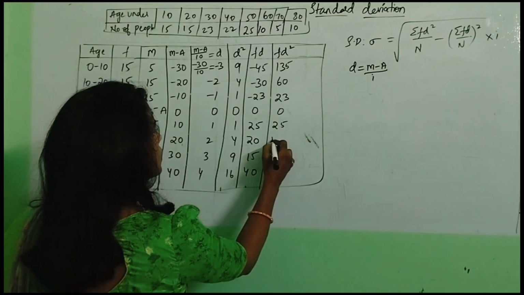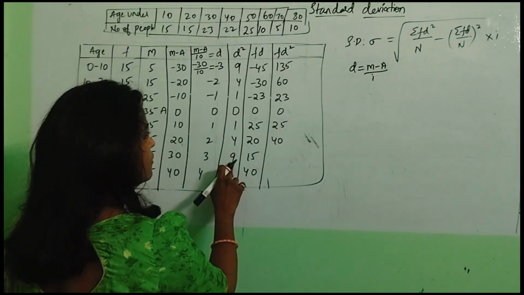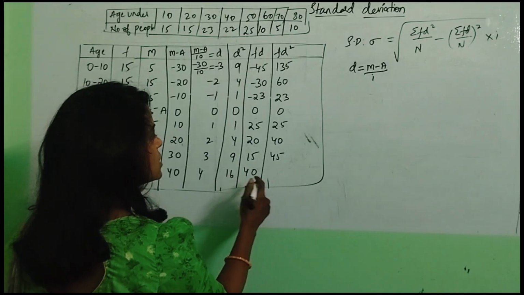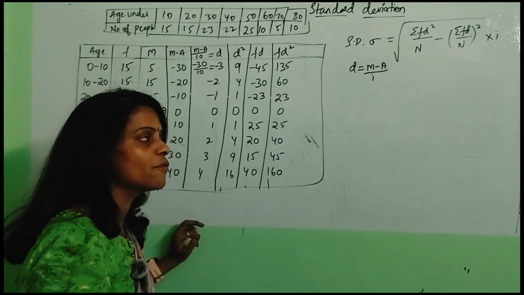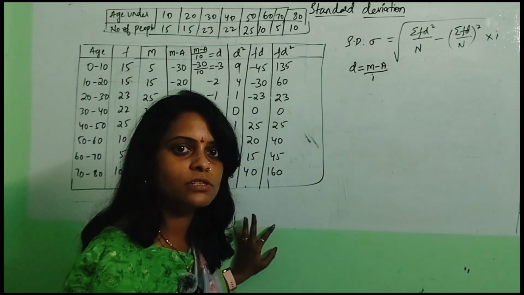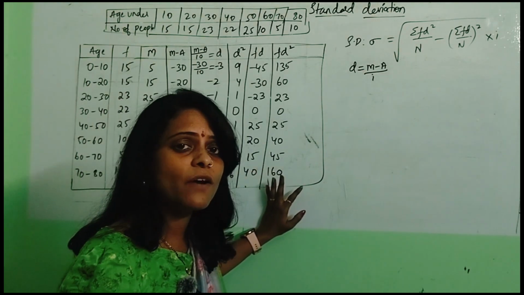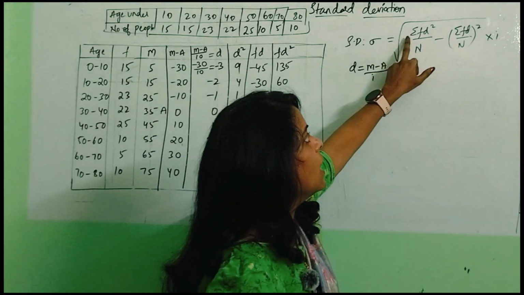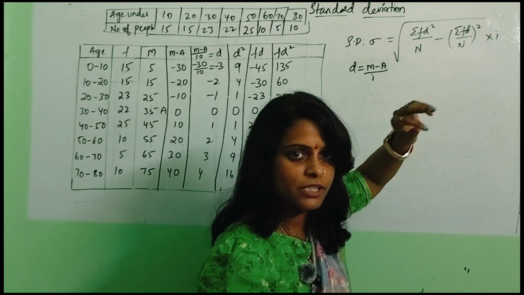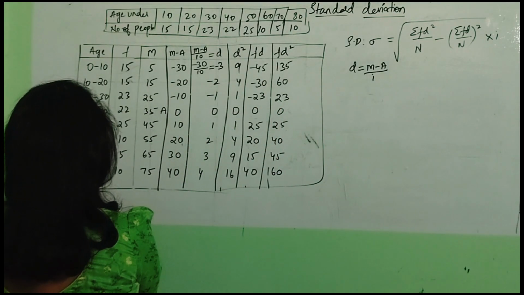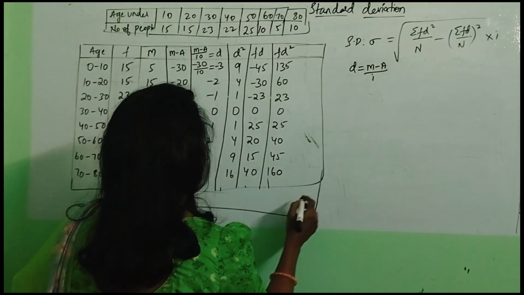10 into 4, that is 40. Next 5 into 9, that is 45. Then next 10 into 16, that is 160. So we have the FD square values also. Done with all the values? Yes. What do we have to find out here? Sigma. So you have to add all the values, that is of FD and FD square.